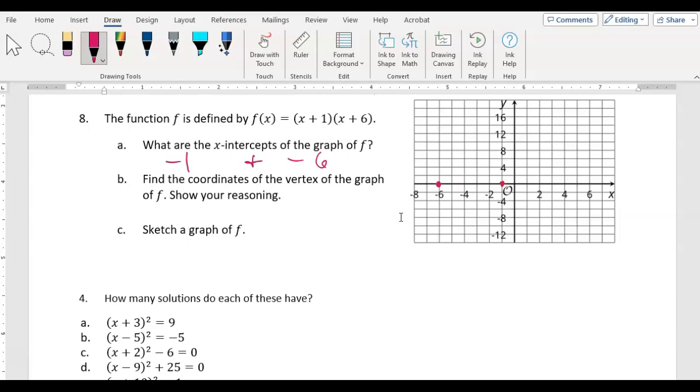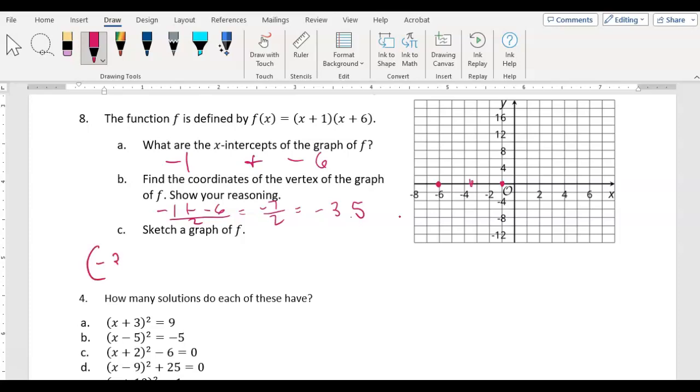It says find the coordinates of the vertex of the graph. So remember the vertex is the midpoint. So 1, 2, and then 1, 2. It would be in between those two. And we can also calculate -1 plus -6 divided by 2, which gives us -7 divided by 2, which gives us -3.5. So it's going to be in between -4 and -3, -3.5. And then we need to figure out what the y value is.